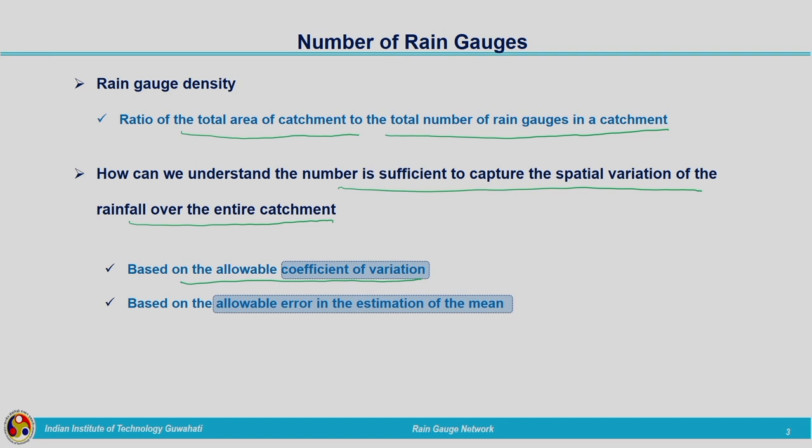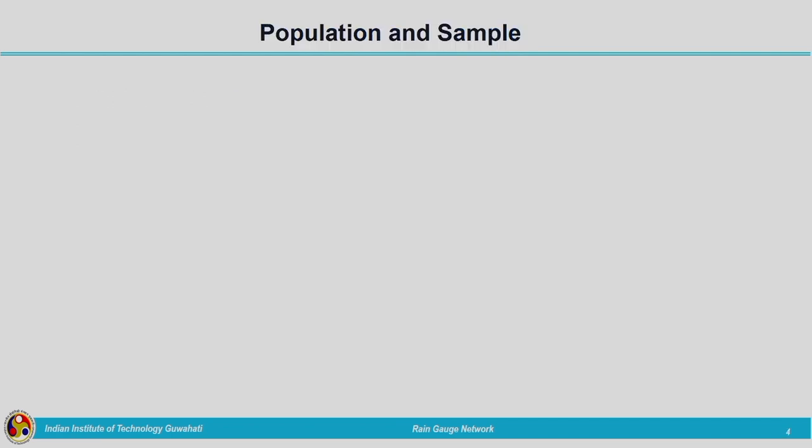Another one is the allowable error in the estimation of the mean. The coefficient of variation, mean, all these things are some statistical terms. So, we need to have some preliminary knowledge about basic data. The common terminologies which we will be using in statistics are population and sample.